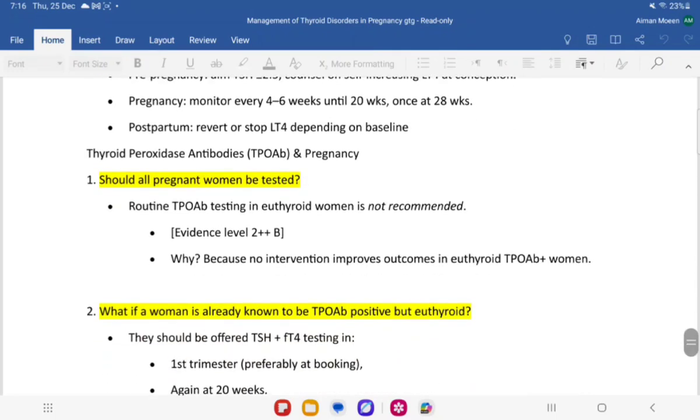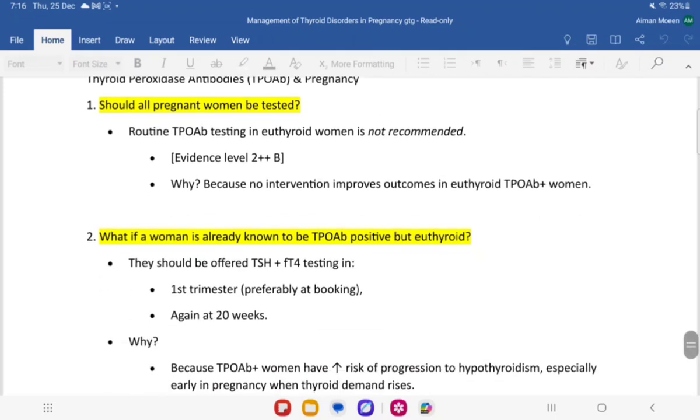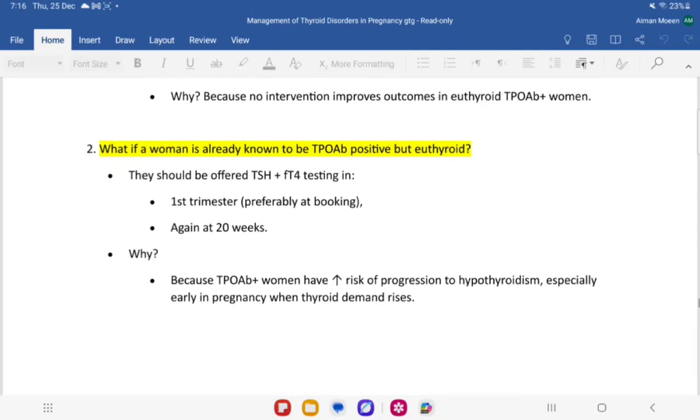And then again, should all women be tested? Routine thyroid peroxidase testing is not recommended. Why? Because no intervention improves the outcome in euthyroid women. If the woman is euthyroid, then there is no need. What if the woman is already known to be thyroid peroxidase positive but euthyroid? They should be offered TSH testing and free T4 testing in the first trimester and again at 20 weeks.